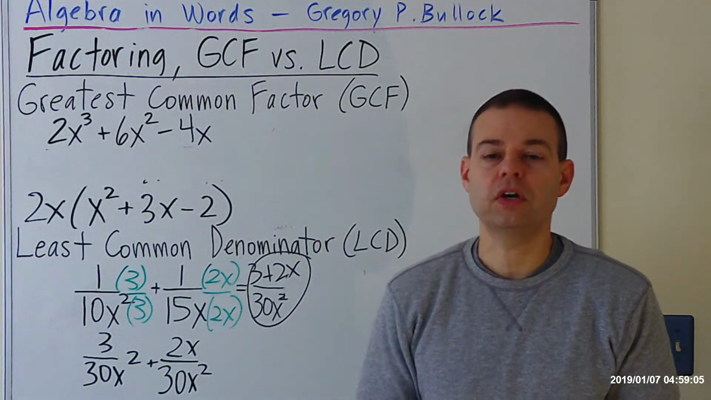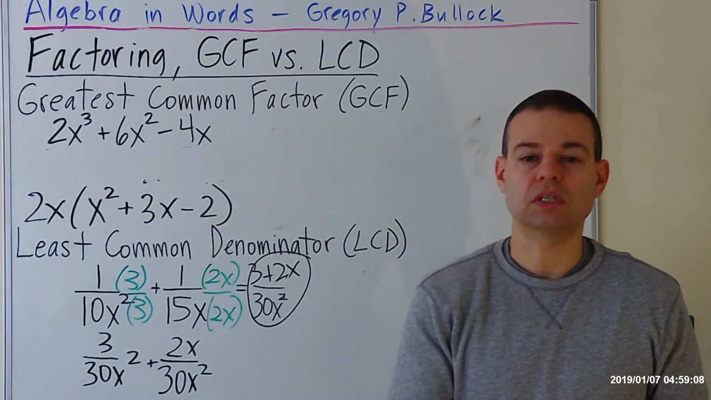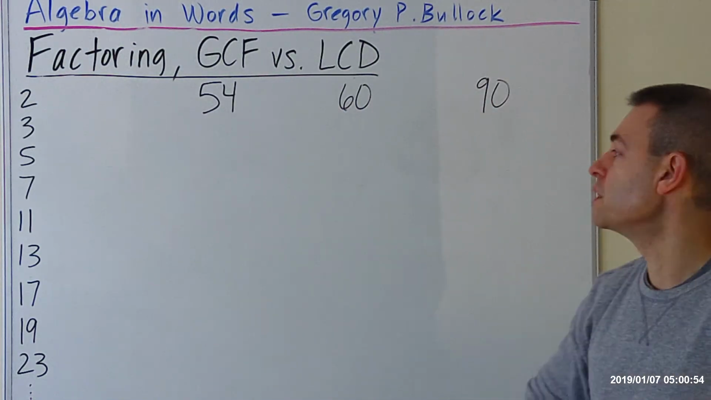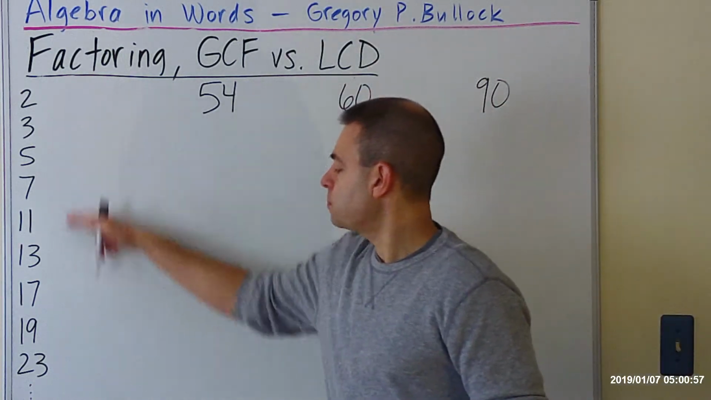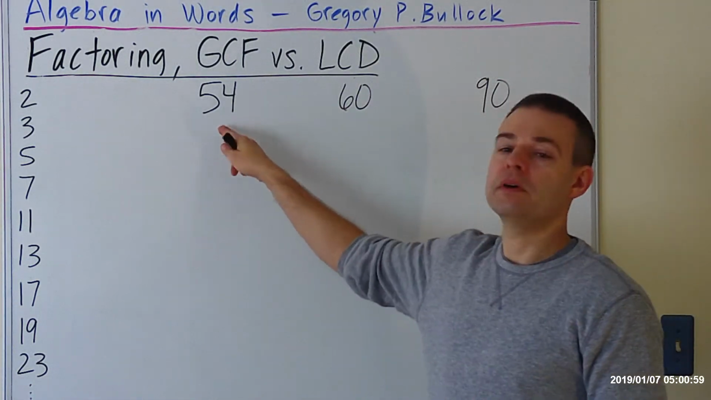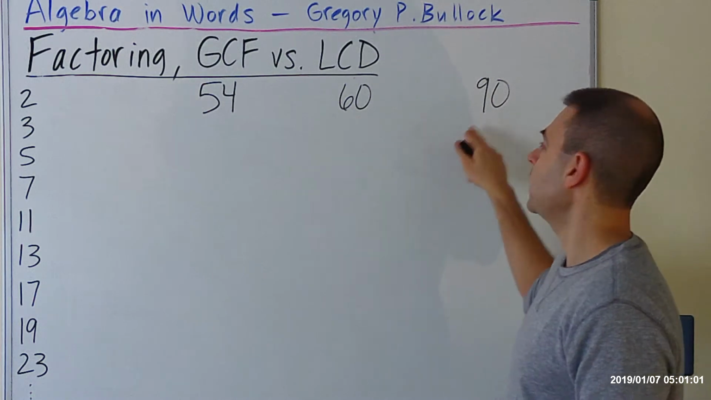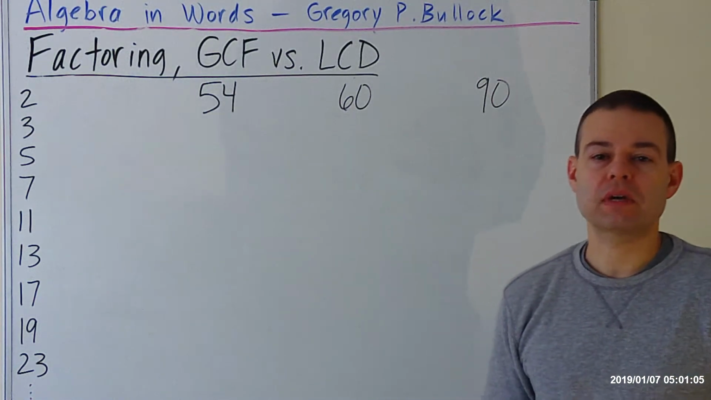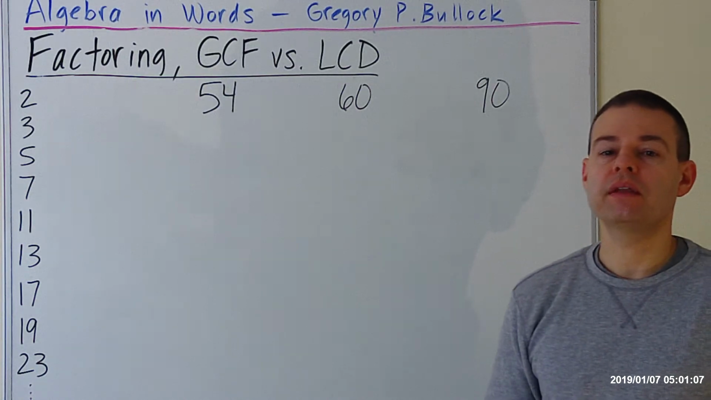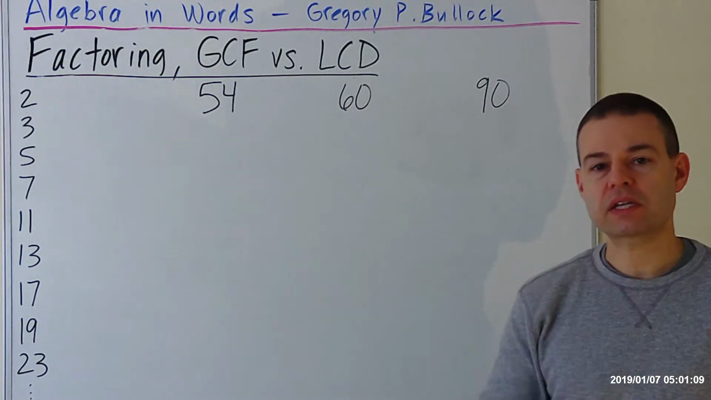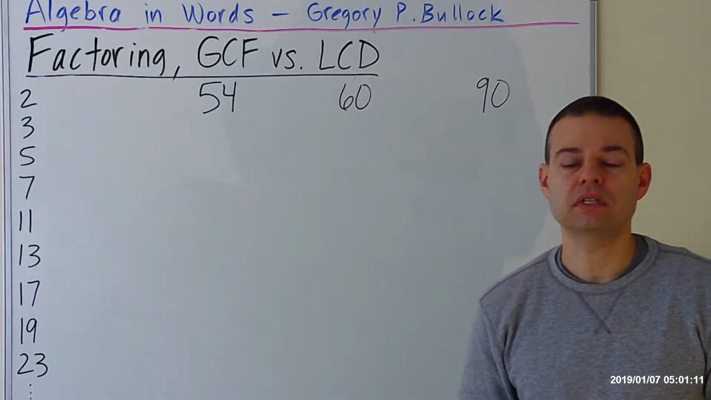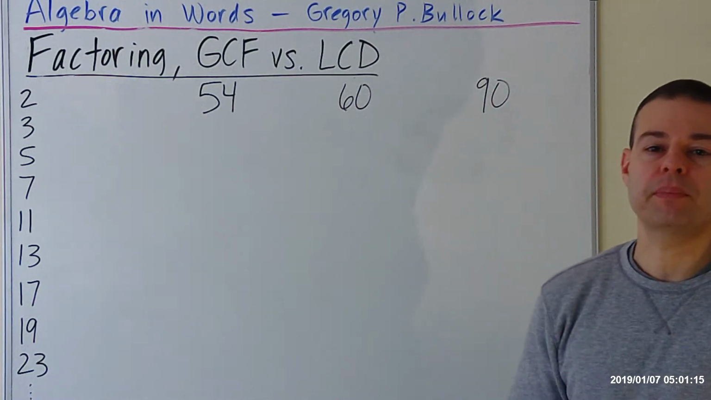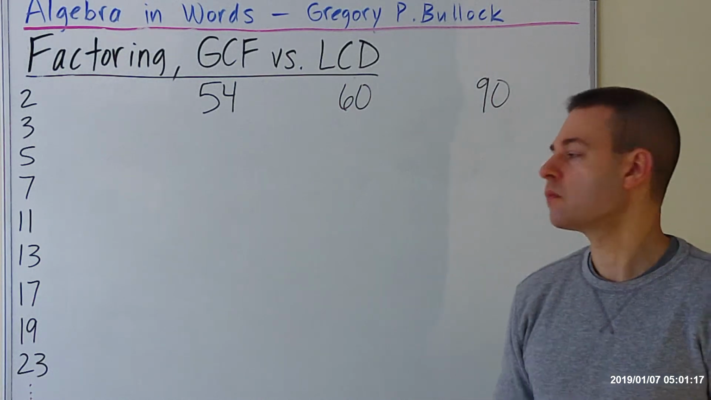So I'm going to pause the video and put something else on the board to go over. What I put on the board here is 54, 60, and 90. And here's what we're going to do. We're going to prime factorize these numbers, and then we're going to look for the greatest common factor and least common denominator amongst two of the numbers. Alright, and I'll put them up once we do the prime factorization.